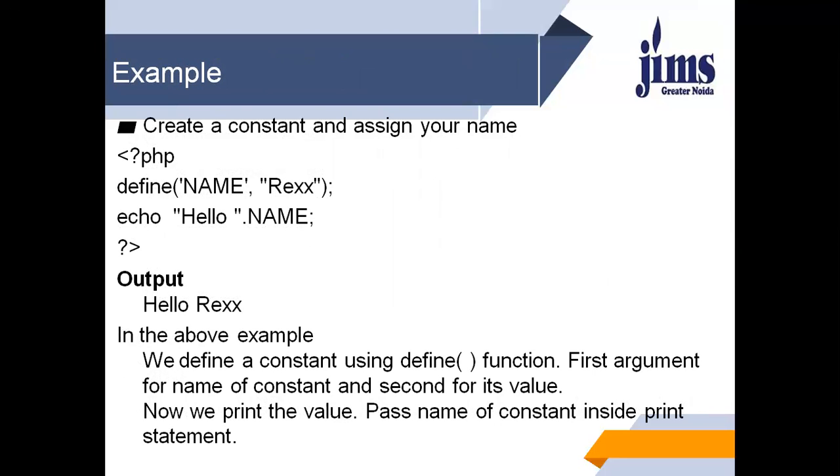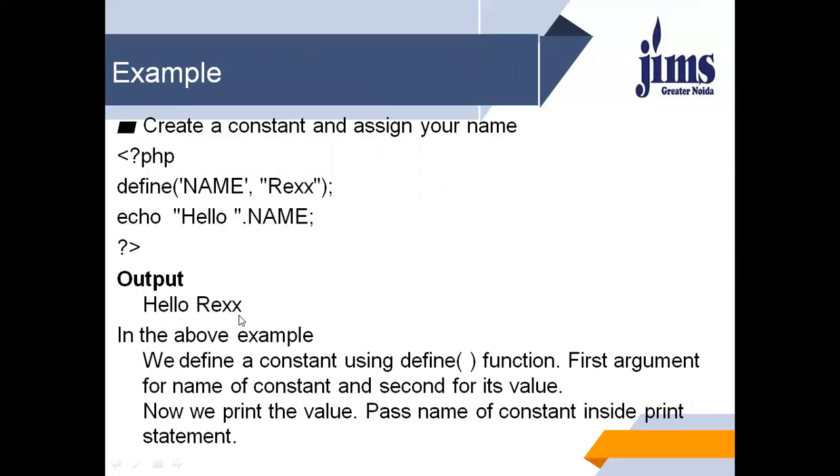We have to create a constant and assign your name. So you define a constant by the name and then you assign some name, suppose Rex. So when you echo hello name, so hello and name is Rex. So the output will be hello Rex.